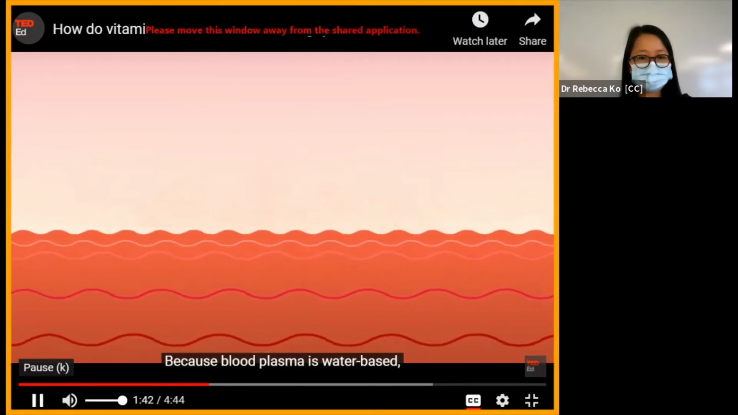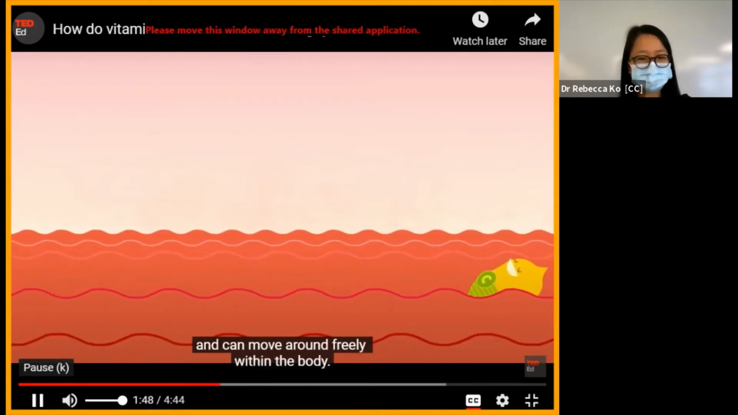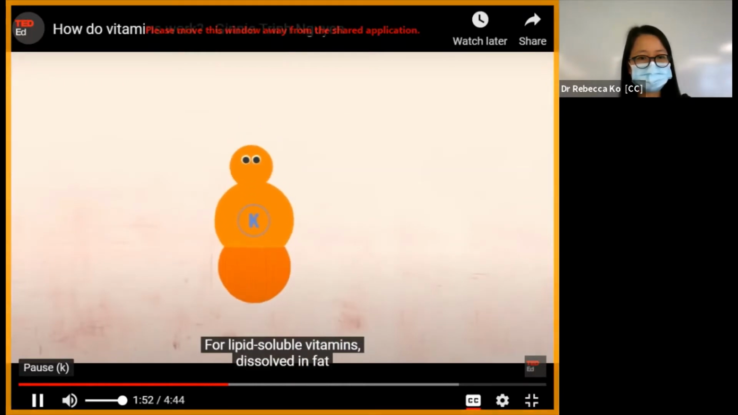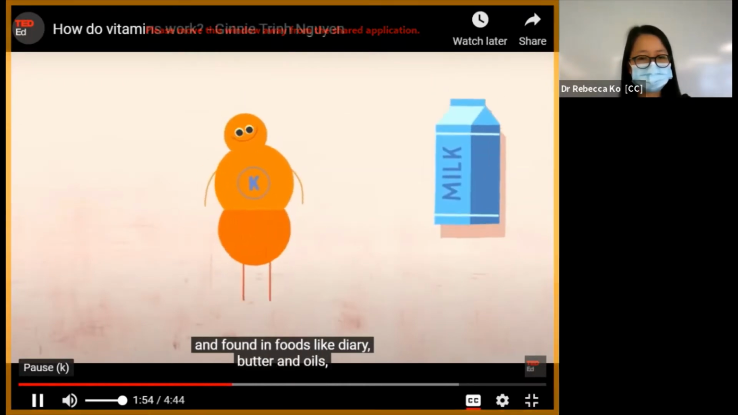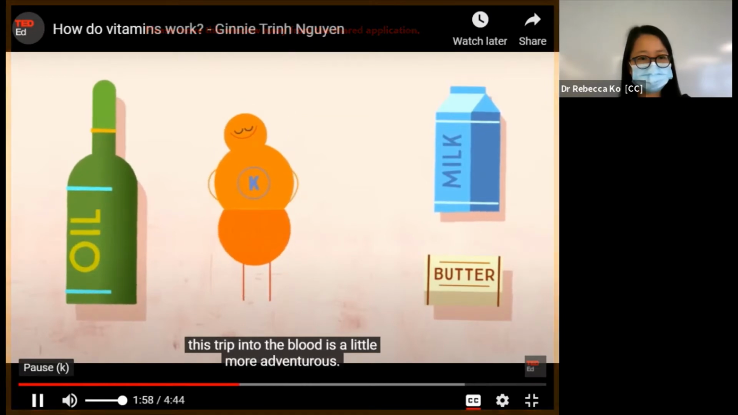Because blood plasma is water-based, water-soluble vitamins C and B have their transport cut out for them and can move around freely within the body. For lipid-soluble vitamins, dissolved in fat and found in foods like dairy, butter, and oils, this trip into the blood is a little more adventurous.